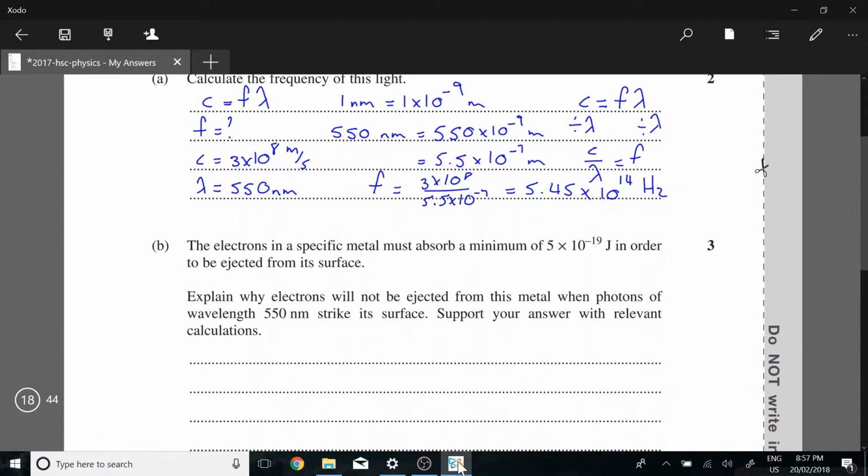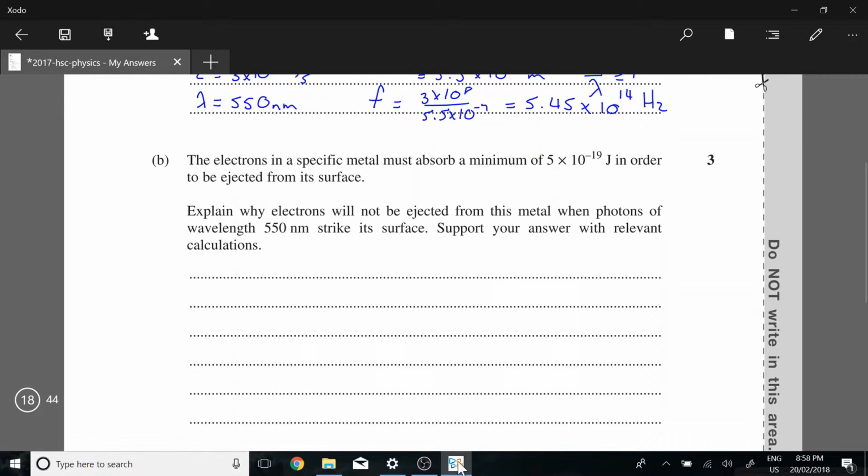Cool. Okay, question B. The electrons in a metal must absorb a minimum of 5 times 10 to the minus 19 joules in order to be ejected from its surface. Explain why electrons will not be ejected from this metal when photons of wavelength 550 nanometers strike its surface. Support your answer with relevant calculations.